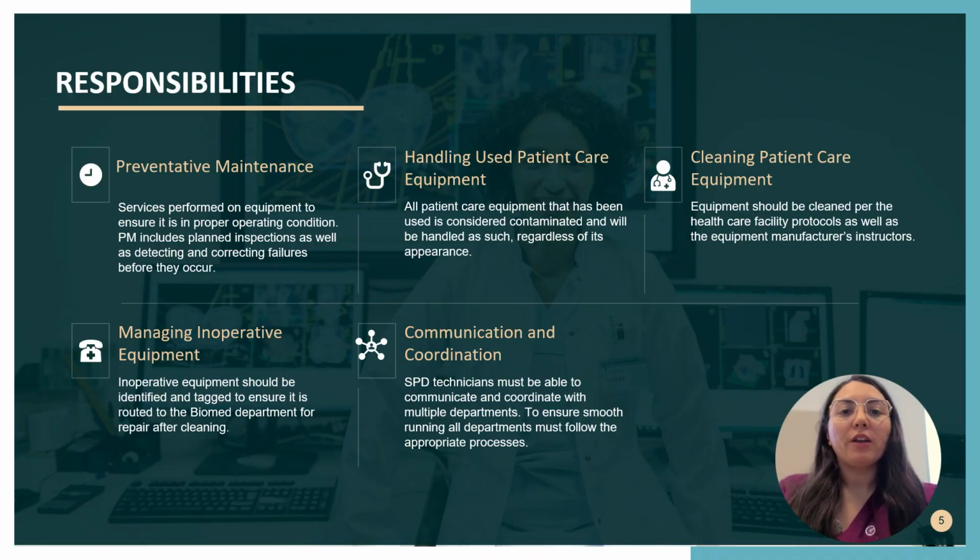Managing inoperative equipment. Inoperative equipment should be identified and tagged to ensure it is routed to the biomed department for repair after cleaning. If the equipment malfunction causes harm to a patient, it should be removed from service immediately and sent to the biomed department for inspection and follow-up. The equipment should not be disassembled or have its settings adjusted.